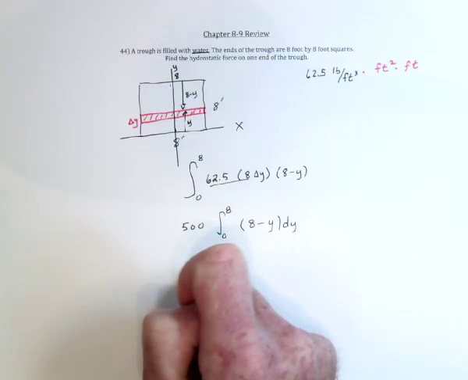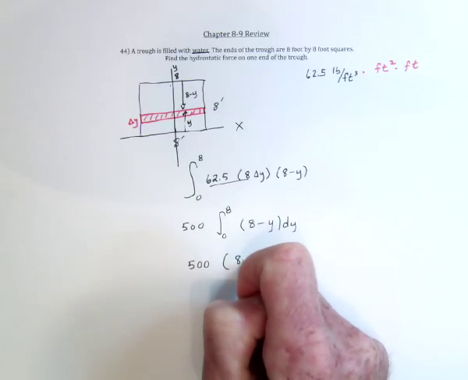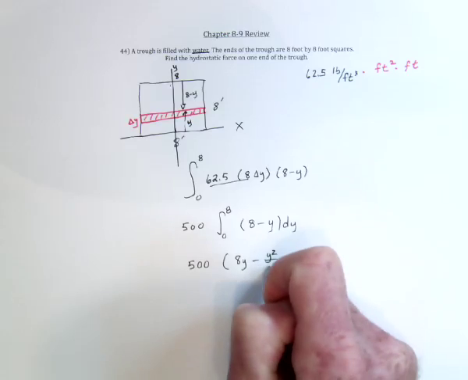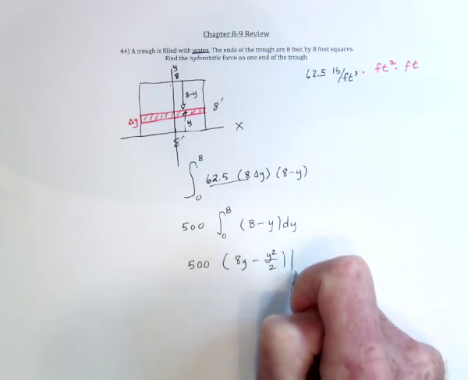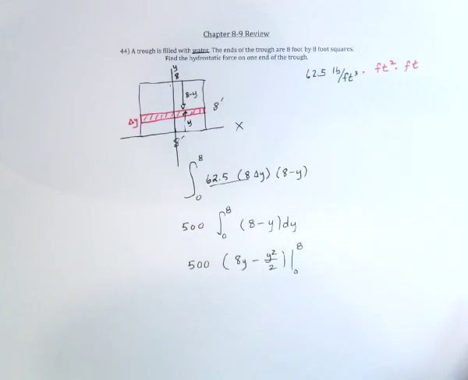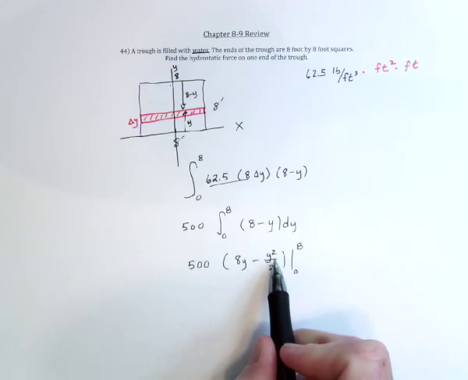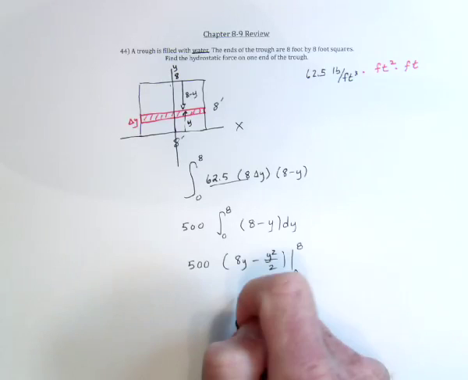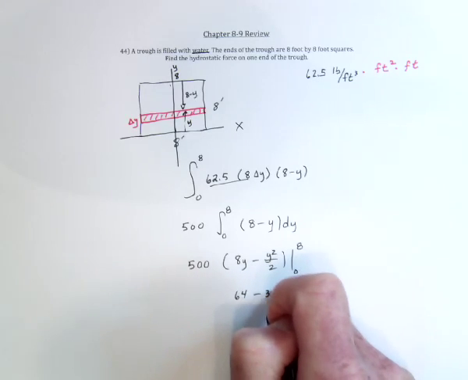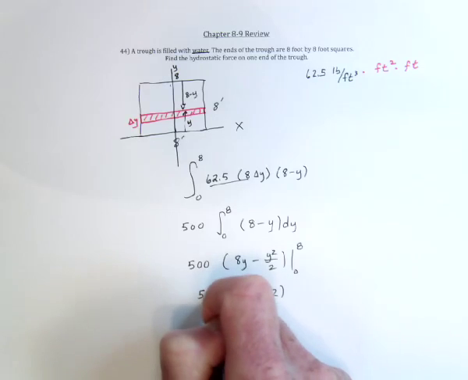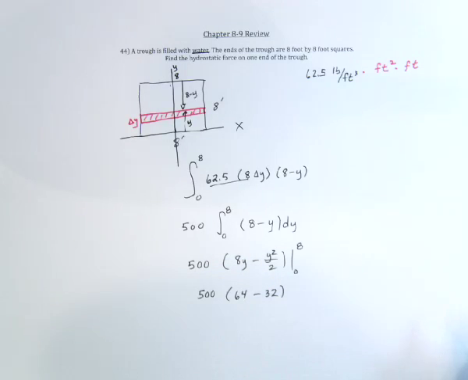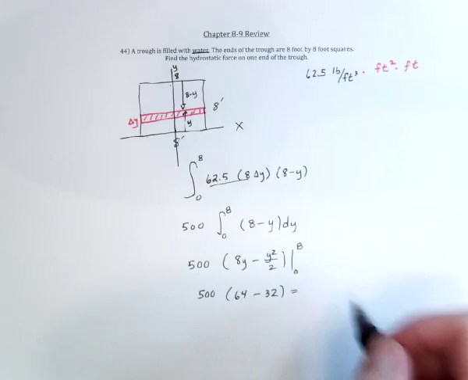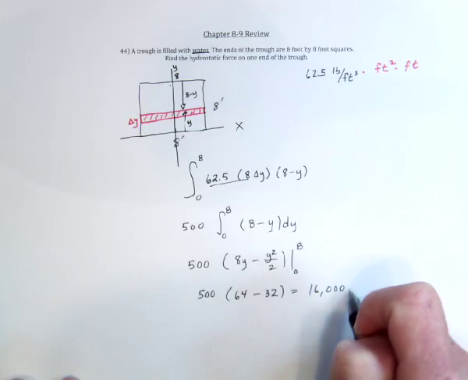So the 500 stays there. This is going to be 8y minus y squared over 2, evaluated from 0 to 8. The 0 will actually contribute nothing to the problem. We've just got a 64 minus 64 over 2. So once we reduce it, this becomes a 32 times 500, which is 16,000, and that would be in pounds.